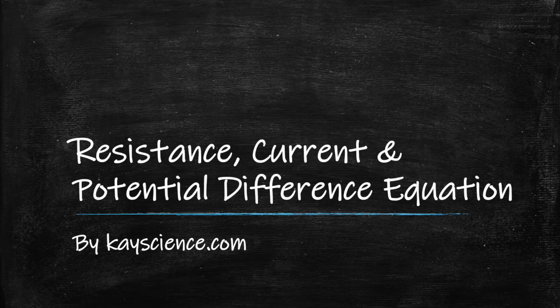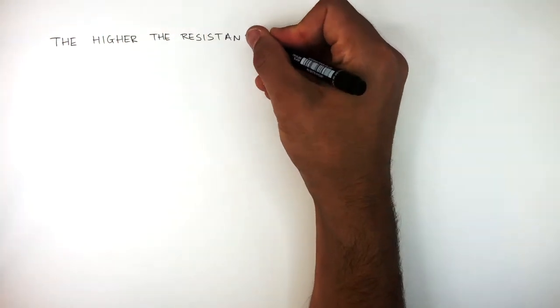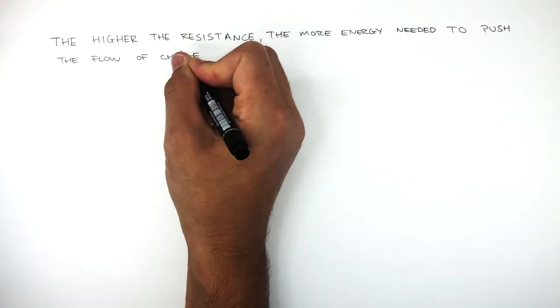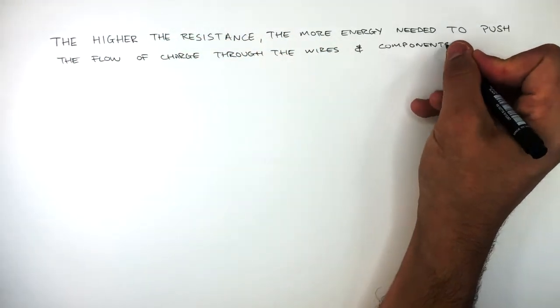Resistance, Current and Potential Difference Equation by KayScience.com. The higher the resistance, the more energy needed to push the flow of charge through the wires and components.